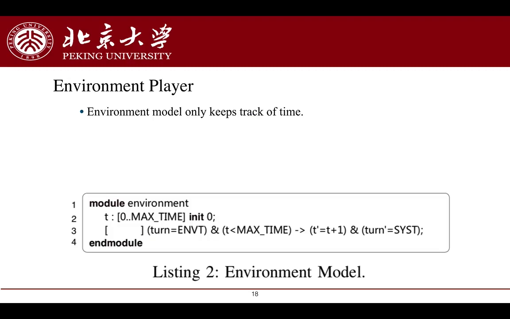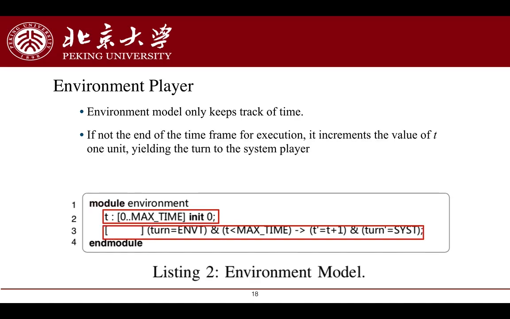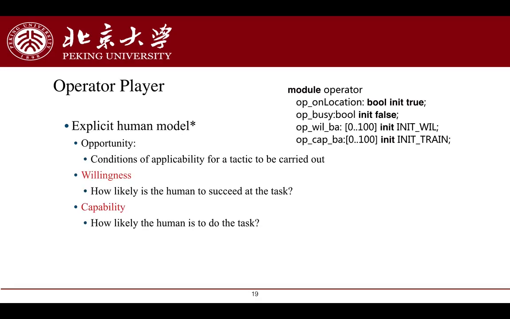For environment player, for simplicity, we assume our environment model only keeps track of time. Variable t is in the scope between 0 and maximum time horizon. During its term, the environment will check if variable t has reached the end of the time frame, and if this is not the case, it increments the value of t 1 unit and transfers the term to system player. For the operator player, we explicitly model the human attributes in different variables.